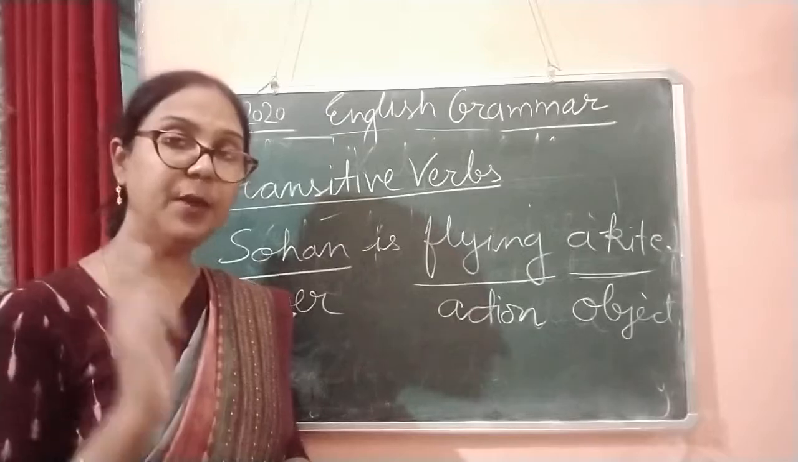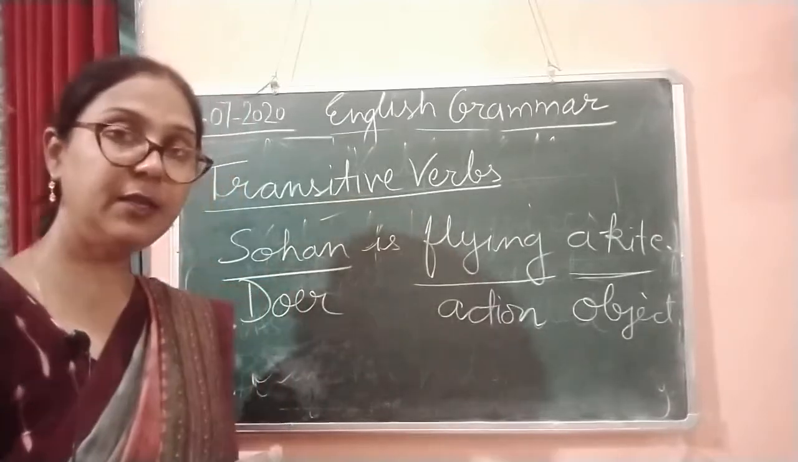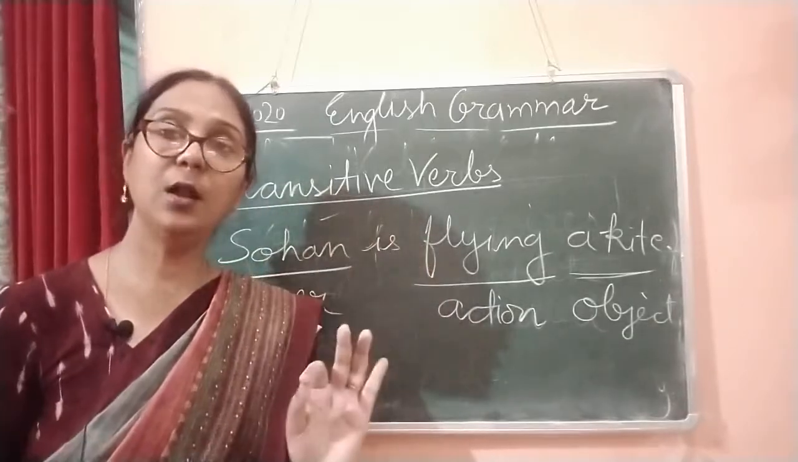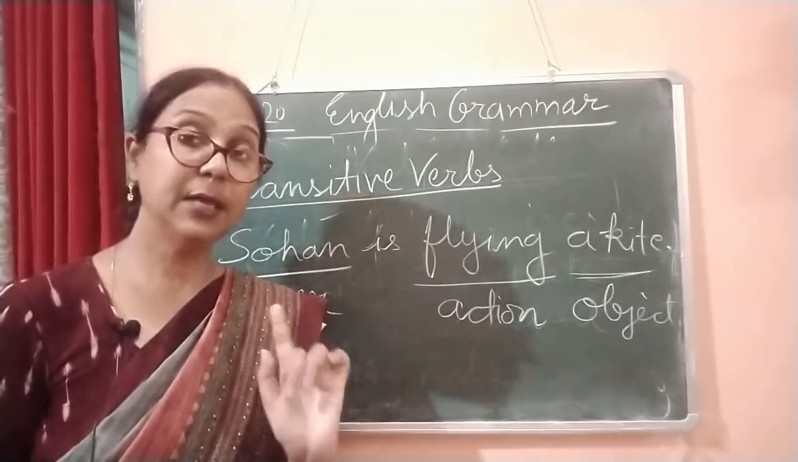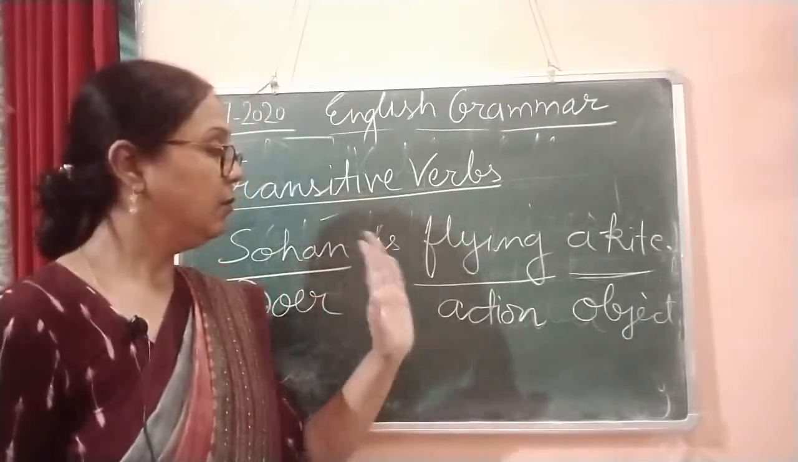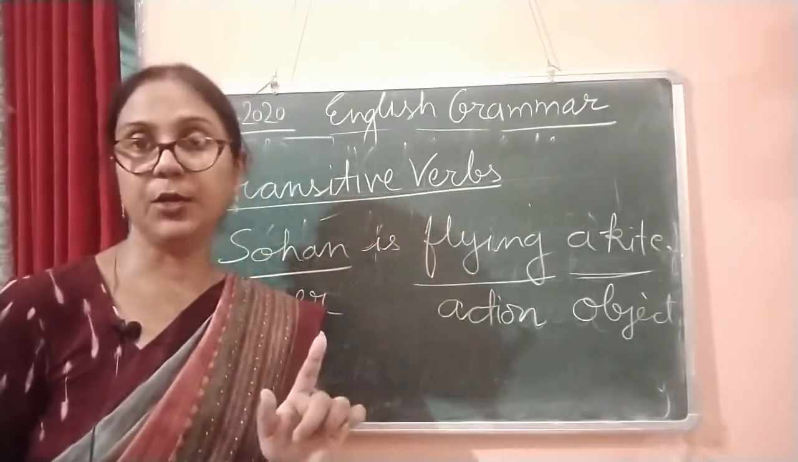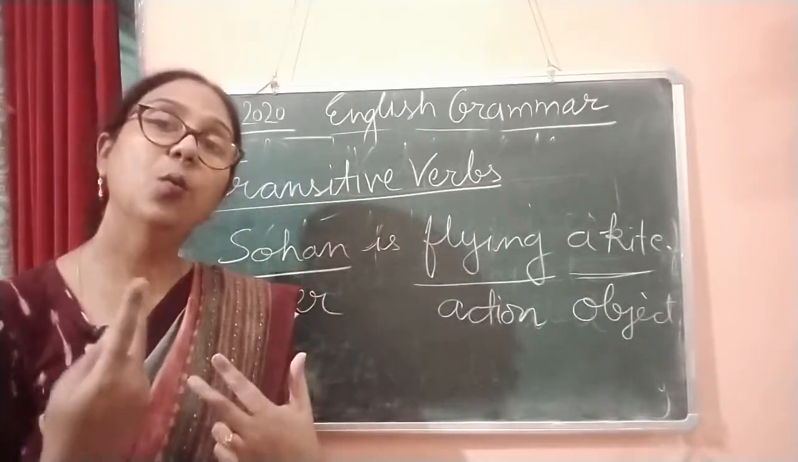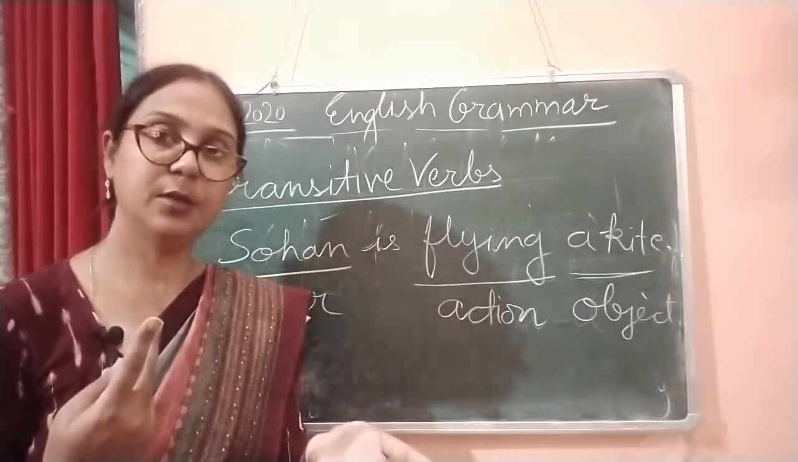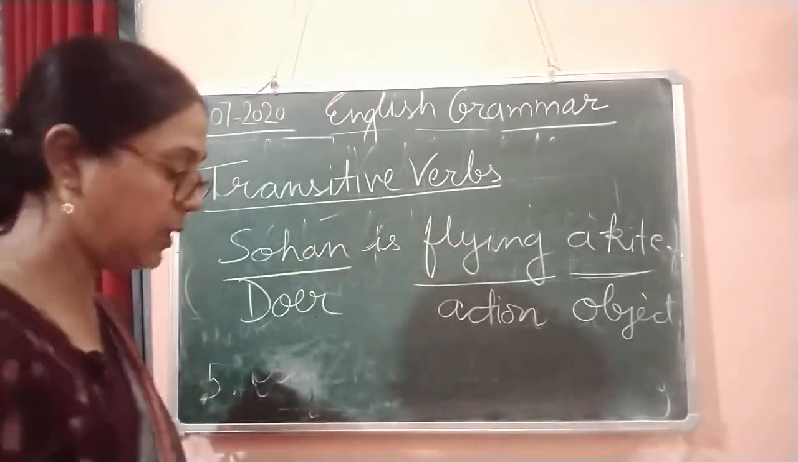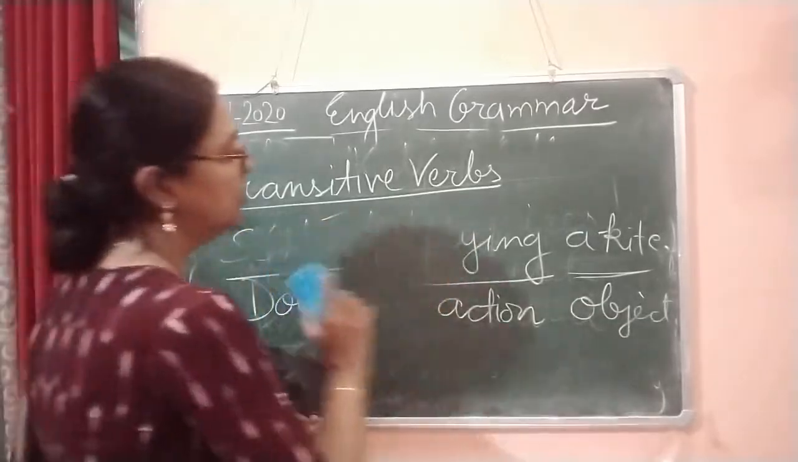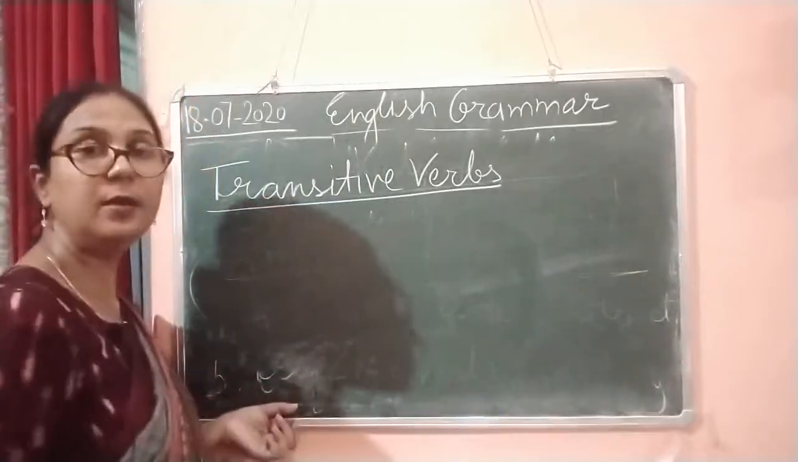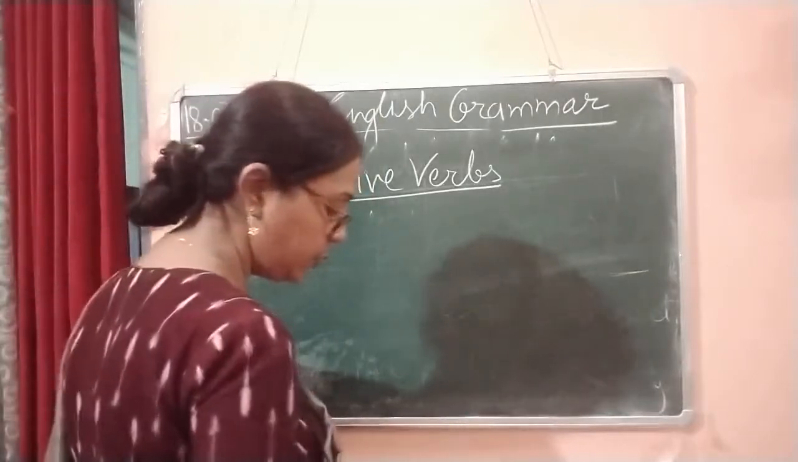So always keep in mind, whenever you find a sentence which has an object, the verb is called a transitive verb. Sometimes the sentence has only one object, but sometimes the sentence has one or more objects. So that is what we are going to study today. How are we going to recognize more than one object?